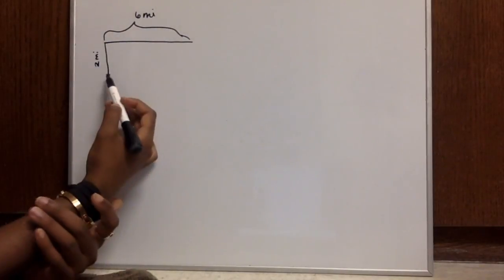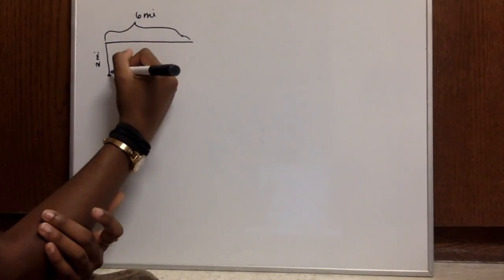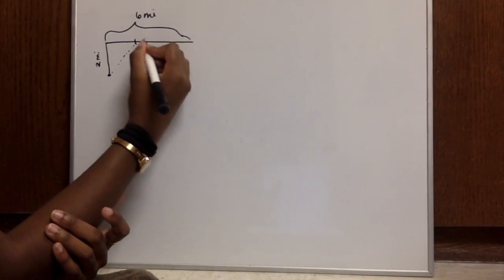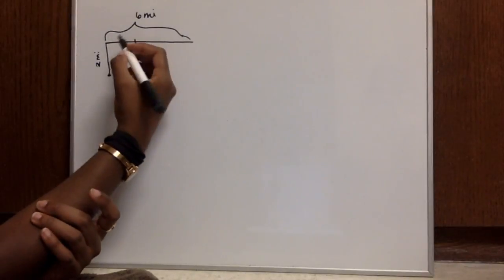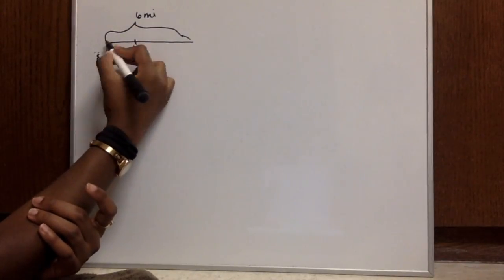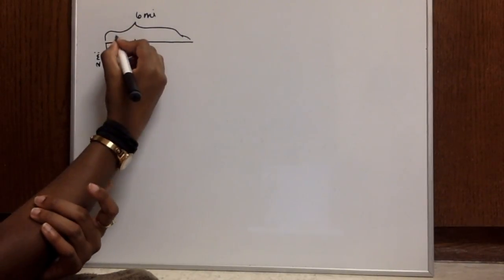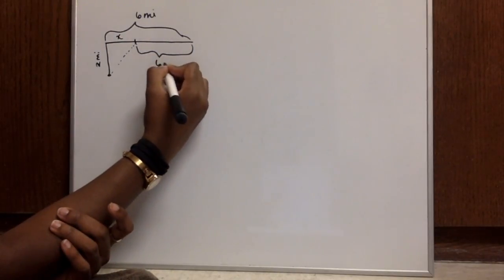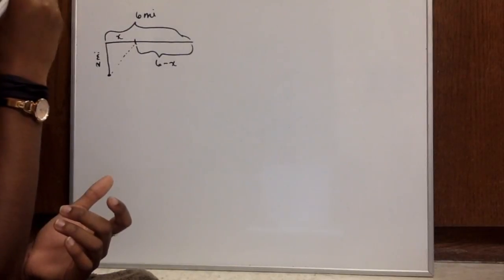So she's going to be rowing to a certain point to get to the shoreline, and then she's going to walk the rest of the distance. So we're going to call this distance along the shoreline, which she rows to, x, and we're going to call this remaining distance 6 minus x.